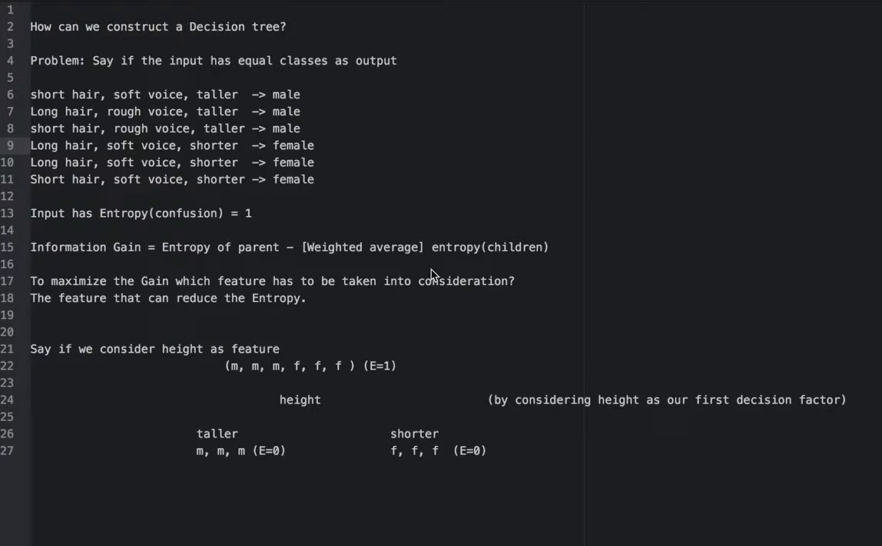Today I'm about to talk about the principal decision behind how we can construct a decision tree. So let's come to the point of it. How can we construct a decision tree?